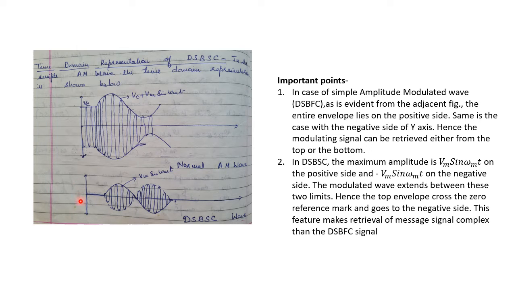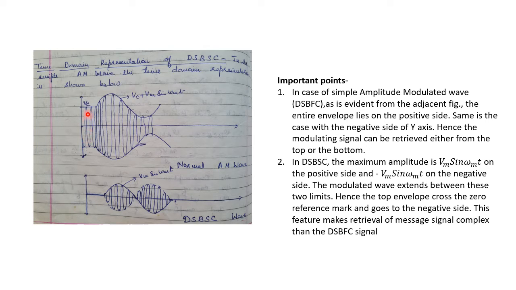Now if we go to the second figure, this is DSBSC, that is double sideband and suppressed carrier wave. As we can easily see in this figure, the pure carrier component has been suppressed, or the pure carrier wave has been completely removed.